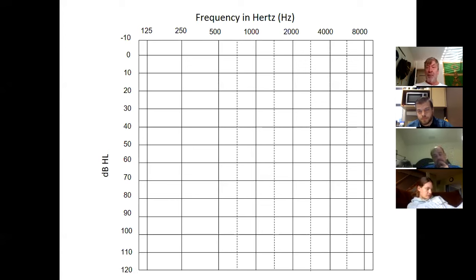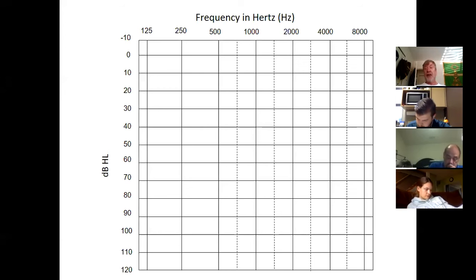Okay? A mild hearing loss is between 25 and 40. Jot it down. Mild is between 25 and 40. A moderate is between 40 and 60. Moderately-severe is 60 to 80. Severe is 80 to 90. And profound is 90 plus. So you have normal, mild, moderate, moderately severe, severe, profound. Okay, those are degrees of hearing loss on an audiogram.